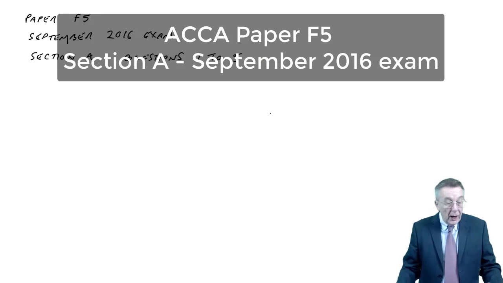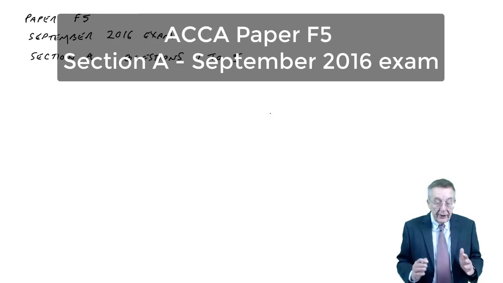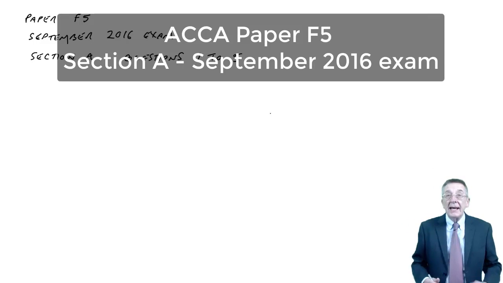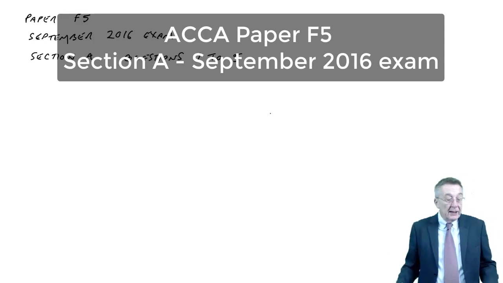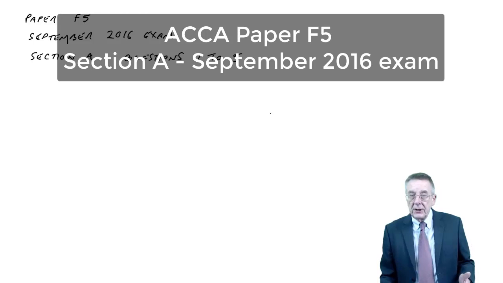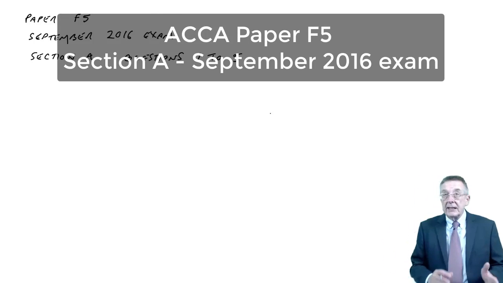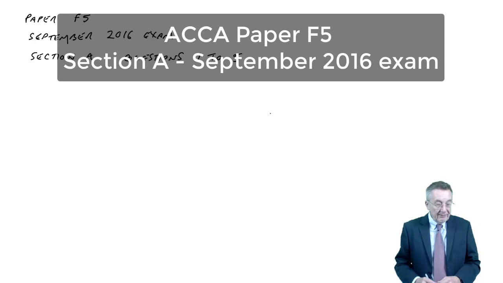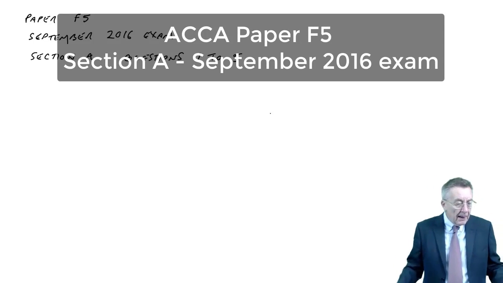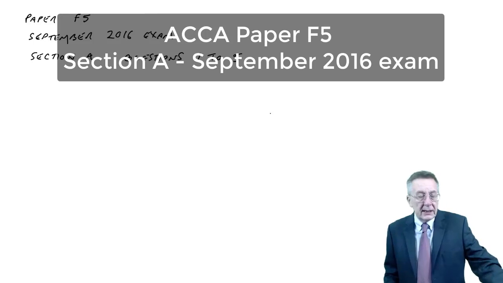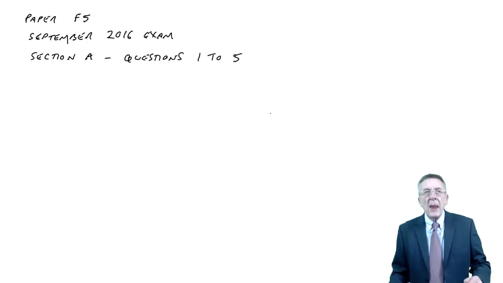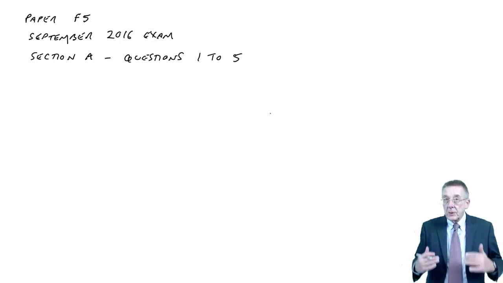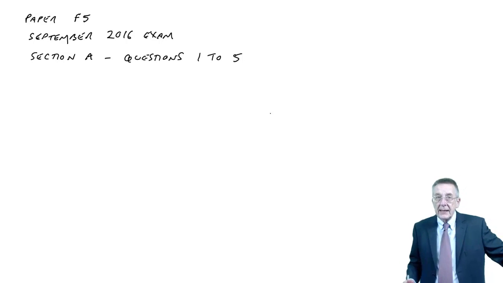I'm going to work through Section A of the Paper F5 September 2016 exam. And Section A is the multiple choice section with 15 questions. I'll break this lecture into 3 and I'll do 5 questions each time, just so it doesn't get too long. Just one general point before I start working through them. I'll go through them in order, question 1, question 2, question 3, otherwise it'll get confusing.